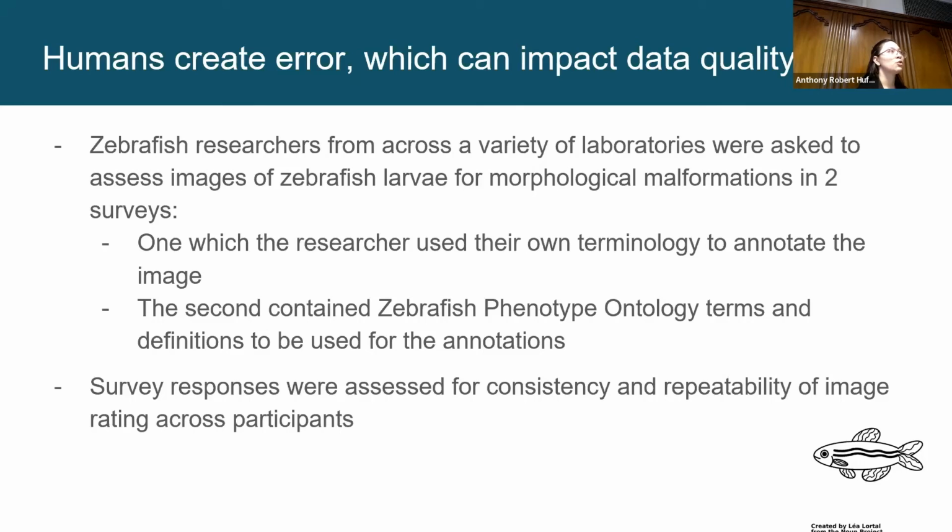And so that was done in 2 different surveys. The first survey that was given to zebrafish researchers to identify the various morphological malformations was one where they got to use whatever language they wanted. They got to say whatever they wanted, use whatever words they wanted, and that's great. And then in the second one, they got to use only zebrafish phenotype ontology terms, and they had definitions provided for those, and they were able to classify the morphological malformations using just that language.